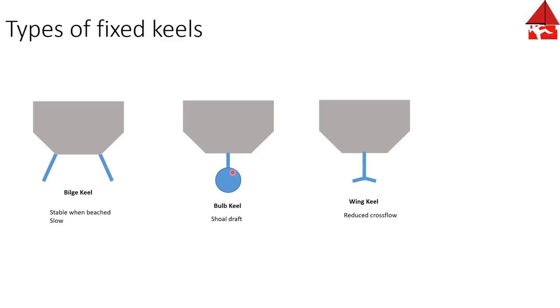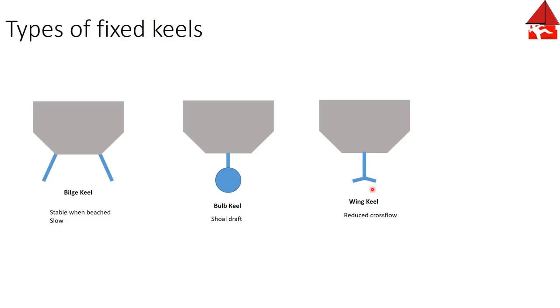Next, the bulb keel. The idea here is to put the weight at the very bottom of the keel. The farther that the weight is moved down from the force acting upon the sails, the more effect that weight will have. So by putting it all into this bulb down at the bottom, you can get more force from the same amount of weight.